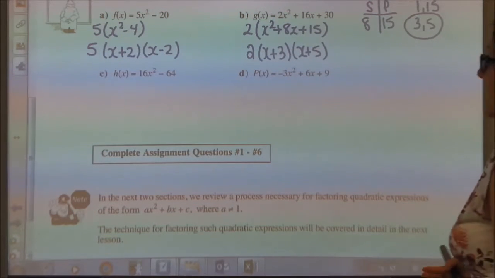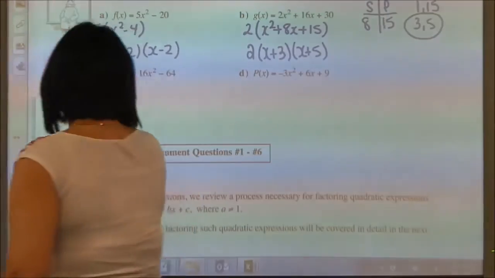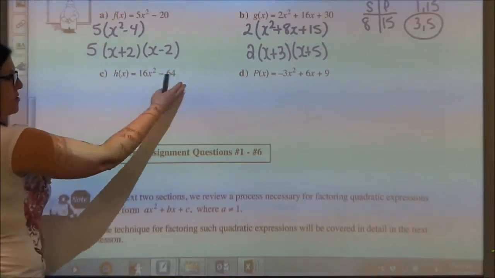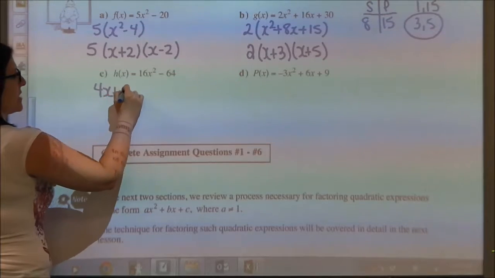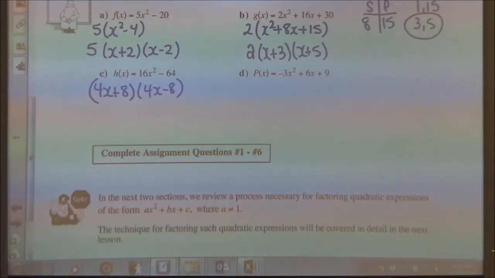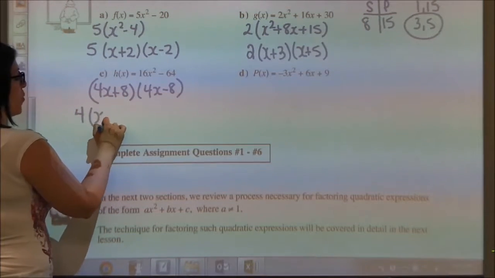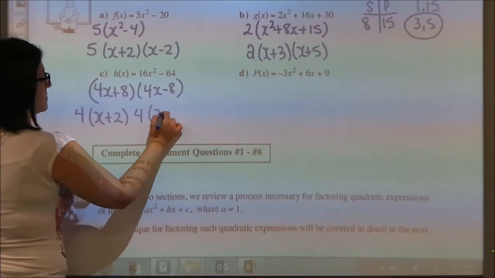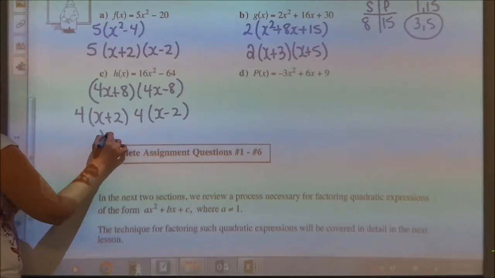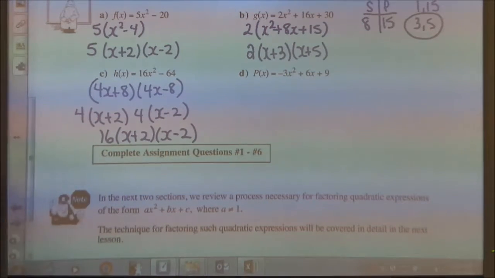Now, C is tricky because when I look at C, 16 is a perfect square and 64 is a perfect square. So it can be tempting to factor and come up with 4x plus 8 and 4x minus 8, which is correct. But it's not simplified because in each of these I can take out a 4. So I would have to go through and take out a 4 and then combine the two 4s to give me 16 to get to this point.